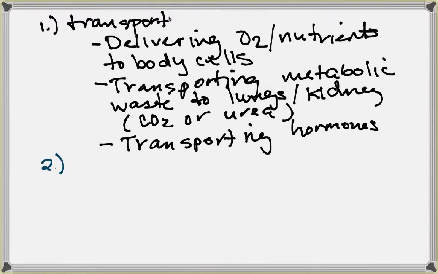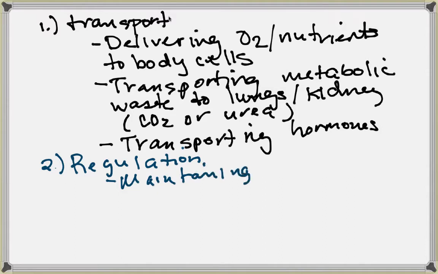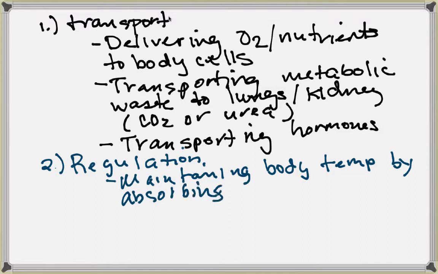Now, on top of transporting, like I said, it's important in regulation. So, moving blood around is important in helping to maintain body temperature. And they do this by absorbing heat from certain parts of the body, right? And then distributing that heat outwards.